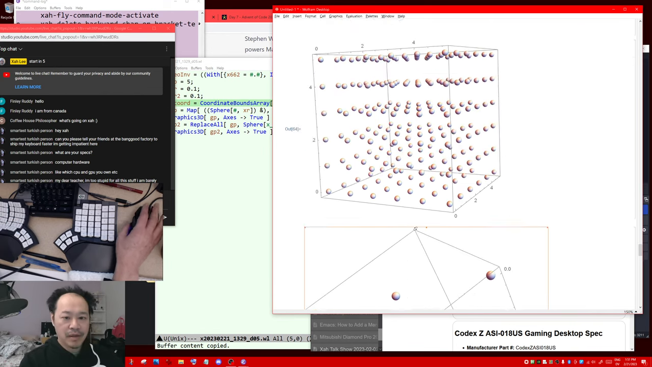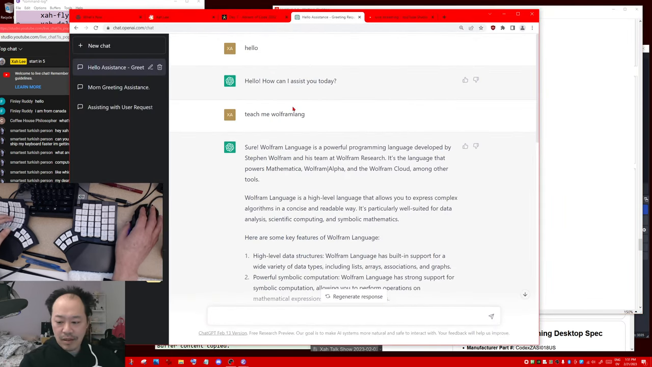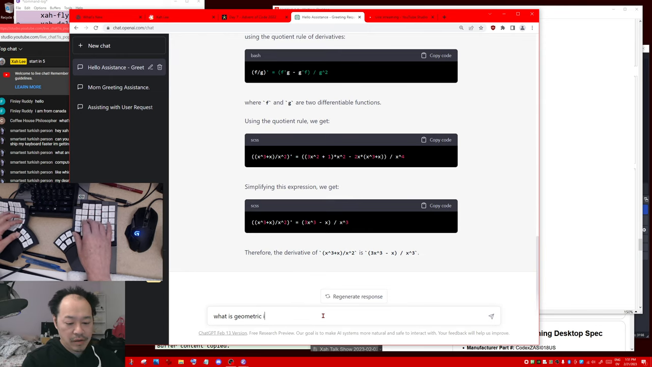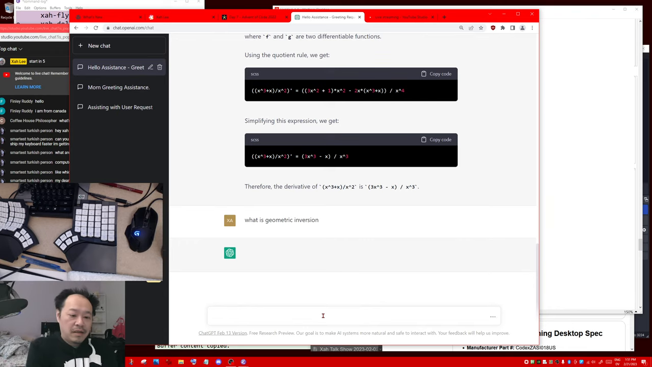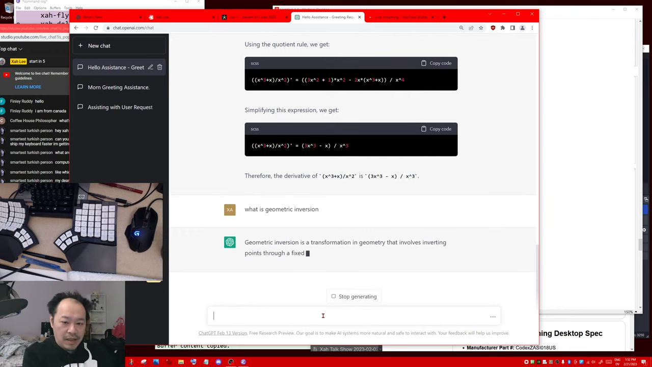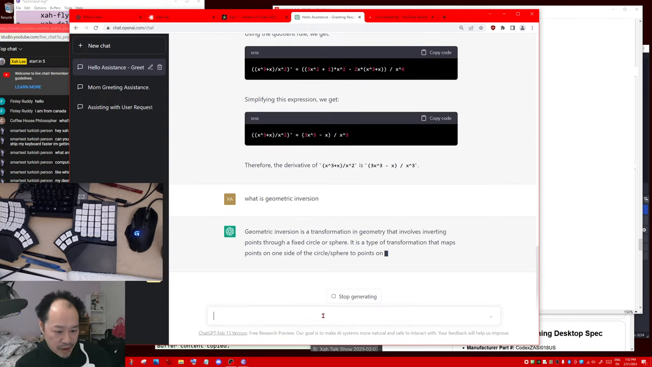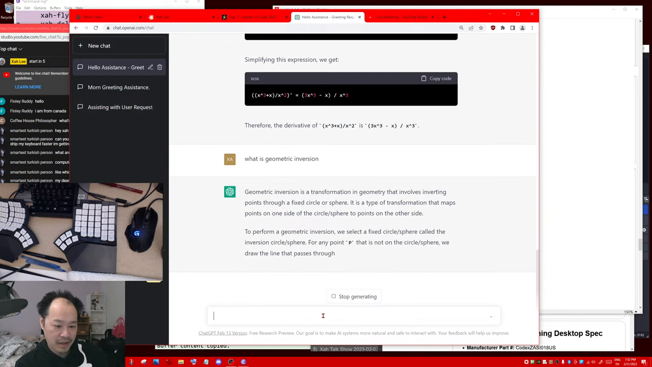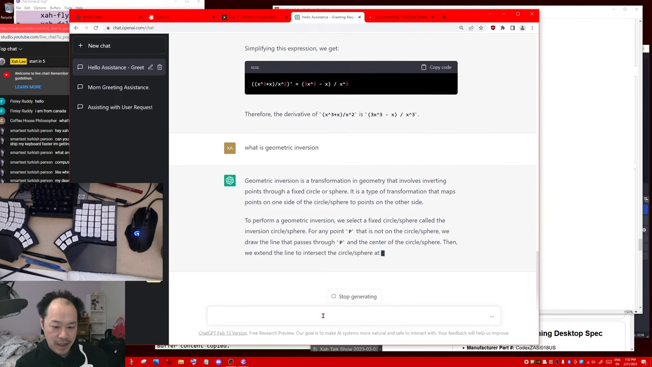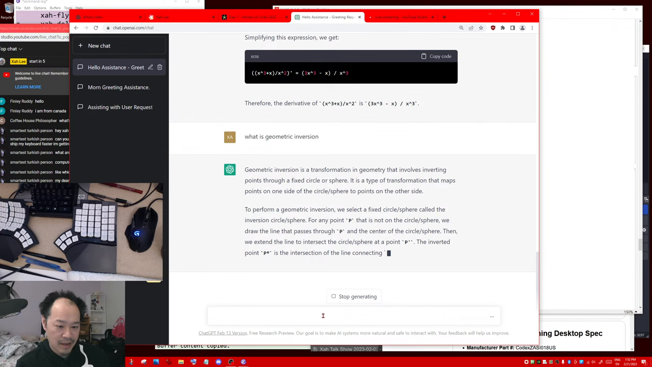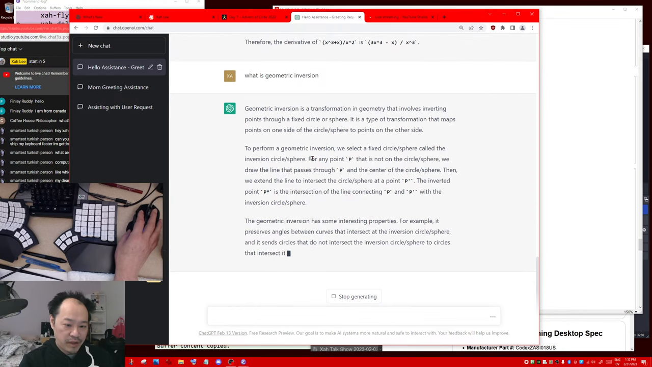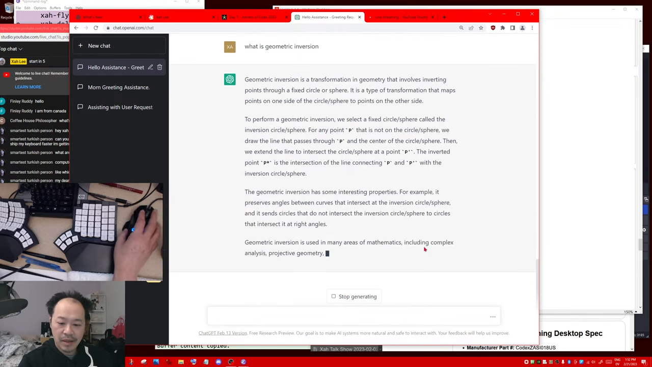It failed. So for example, let's randomly chat with ChatGPT. What is geometric inversion? I asked it yesterday, and it gave a pretty good answer. Geometric inversion is a transformation in geometry that involves inverting points through a fixed circle or sphere. It is a type of transformation that maps points on one side of the circle to points on the other side, exactly. To perform a geometric inversion, we select a fixed circle and blah, blah, blah.